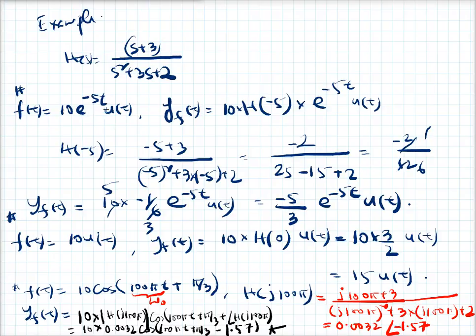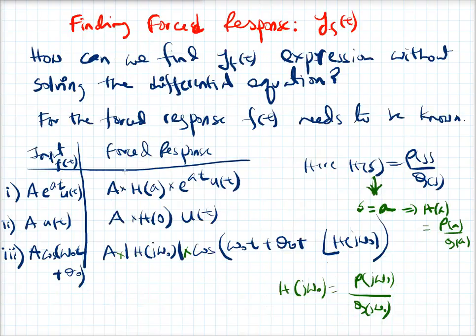This is an exponential function with an exponent of -5. That means the forced response will be 10 H(-5) e^(-5t) u(t). And this is the nature of the forced response, and we did not derive the formula for this. We just gave it to you in the last slide. So if you have exponential e^(at), then the response will also be exponential e^(at) with a multiplication factor H(a), which is the gain of the system.